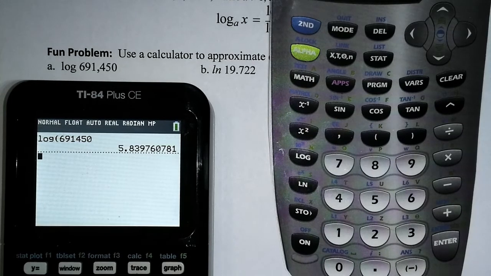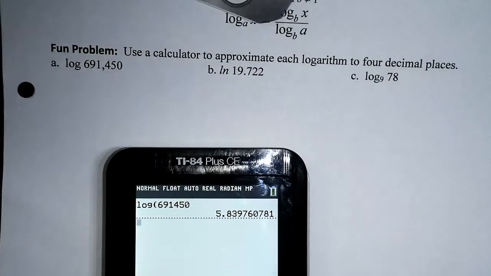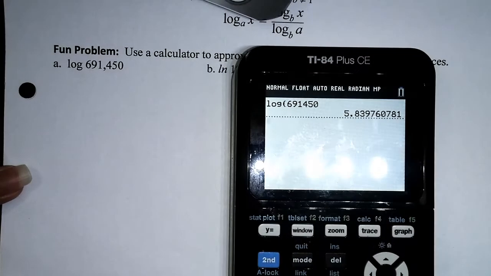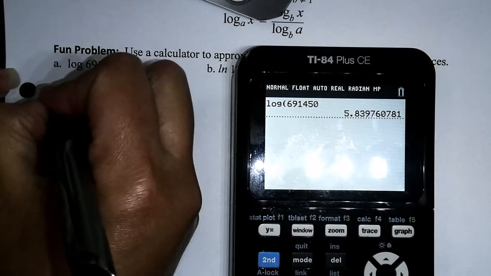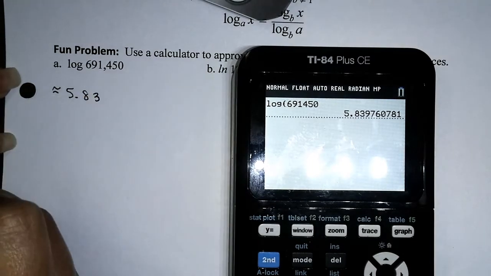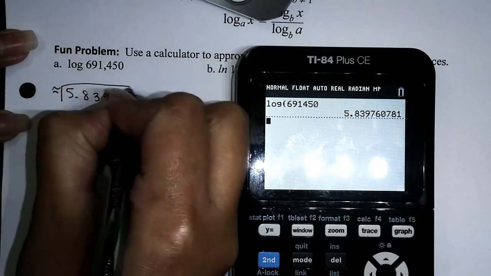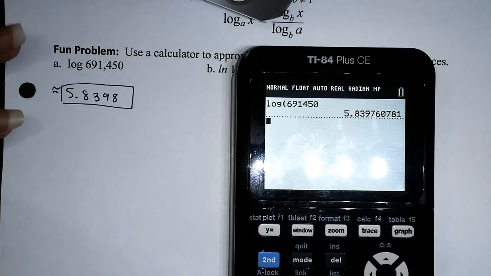Then we hit equals, and that gives us about that beautiful number. We're asked to round to 4 decimal places. So that should give us about 5.8398. Sorry, my finger was in the way. All right, cool.